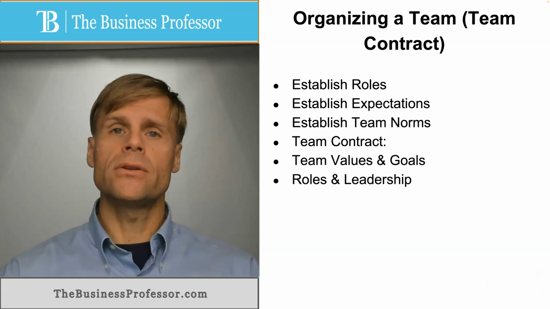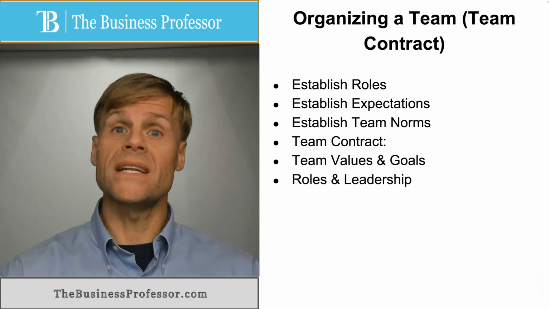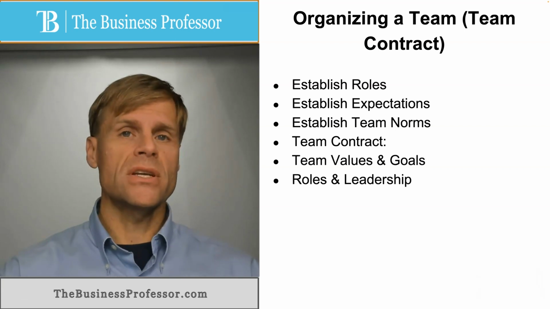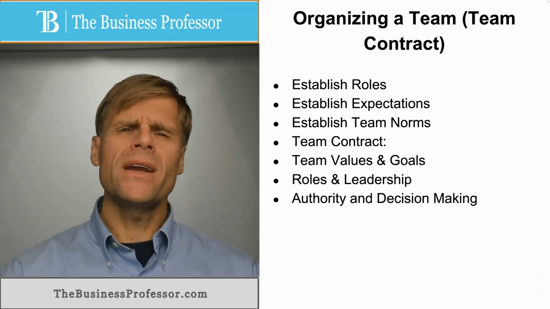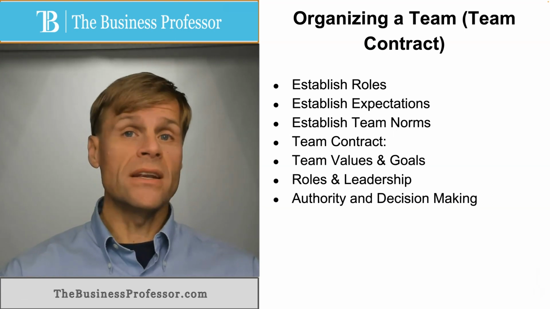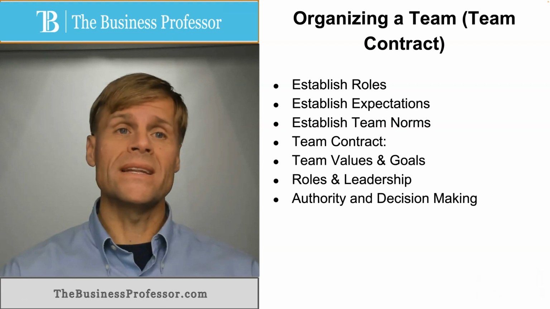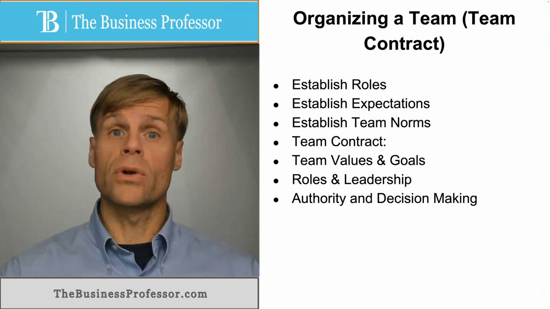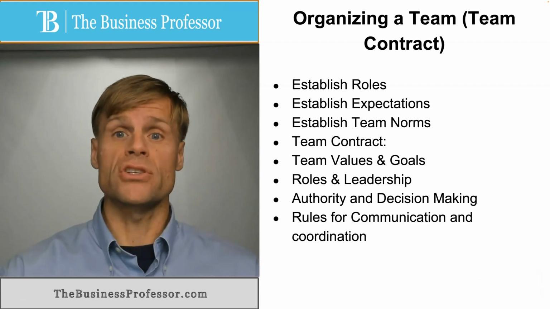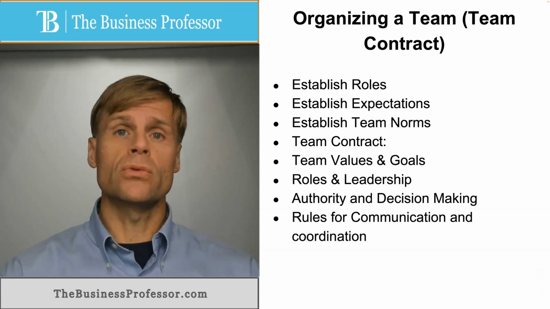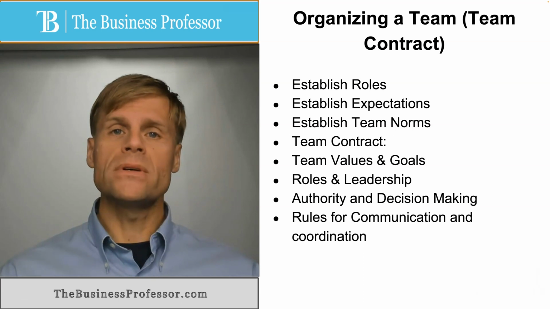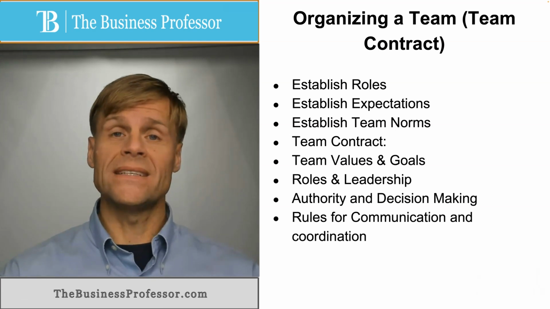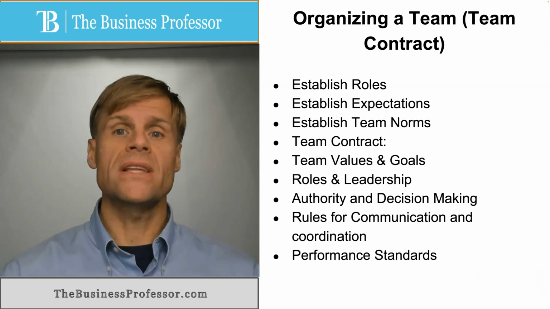From there, you go into establishing the formal roles that individuals hold and establishing whatever level of leadership or hierarchy will exist. From there, you can identify the authority of individuals within each role and what decision-making authority they have with regard to carrying out their tasks or functions. Then you can establish rules for communication and coordination. This is extremely important. How is information going to flow within the team, and how is it going to flow from the team to outside organizations or stakeholders?